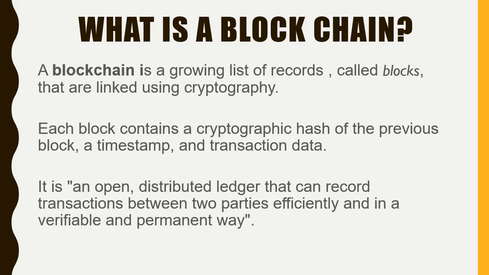So, what is a blockchain? A blockchain is a growing list of records called blocks that are linked using cryptography. Now, you must be wondering, what kind of data does this block contain? So, each block contains a cryptographic hash of the previous block, a timestamp, and transaction data. In other words, we can say blockchain is an open, distributed ledger that can record transactions between two parties efficiently and in a verifiable and permanent way.